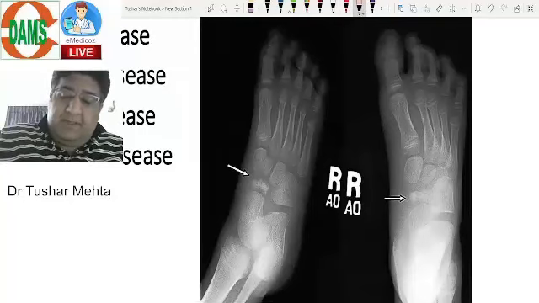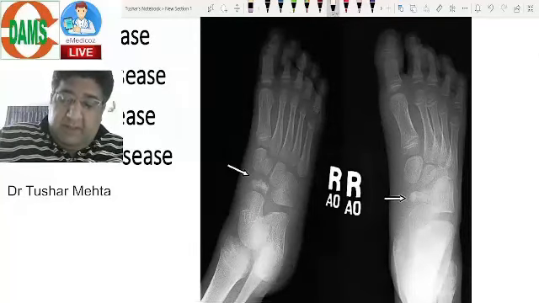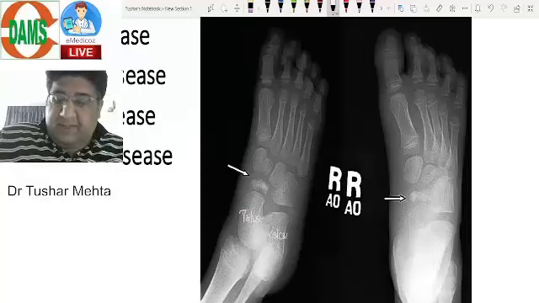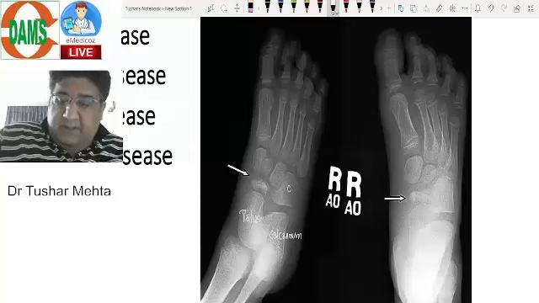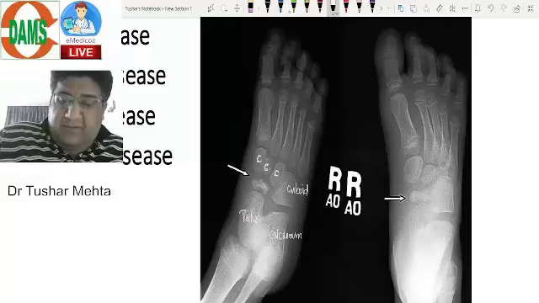I can see the talus. This is a white color. I can see the calcaneum. I can see the cuboid. I can see the medial cuneiform, the middle cuneiform, and the lateral cuneiform.